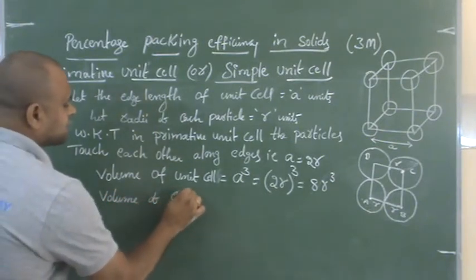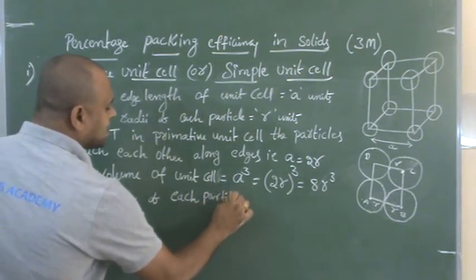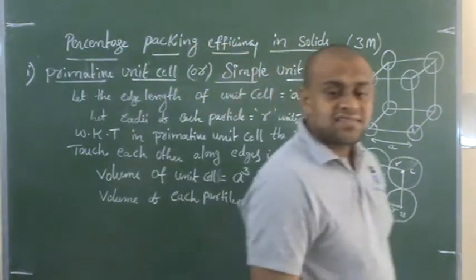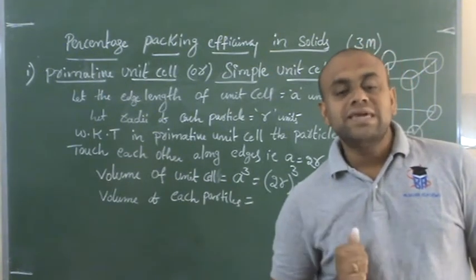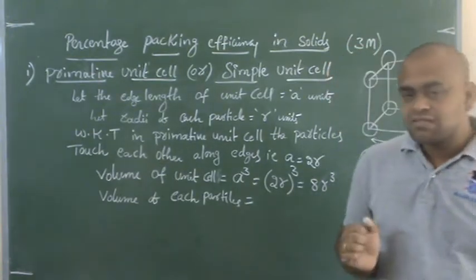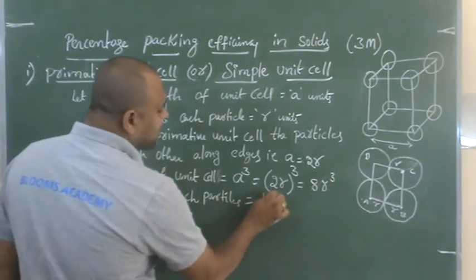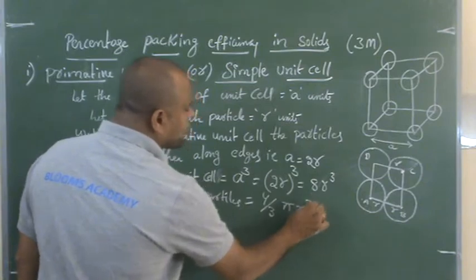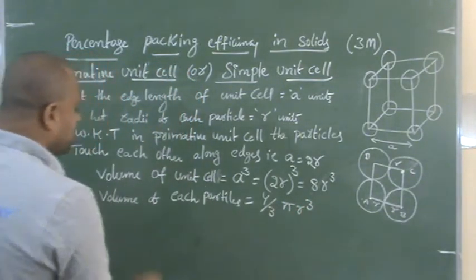Volume of each particle. The particle is in which shape? Spherical shape. What is the volume of sphere? Formula, mathematics. Yes. Volume of sphere is 4 by 3 pi r cube.